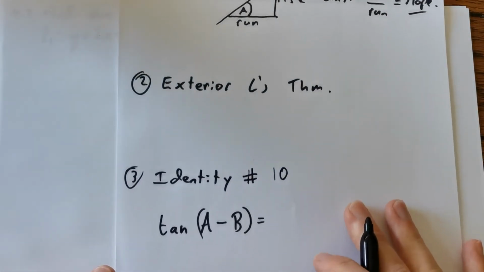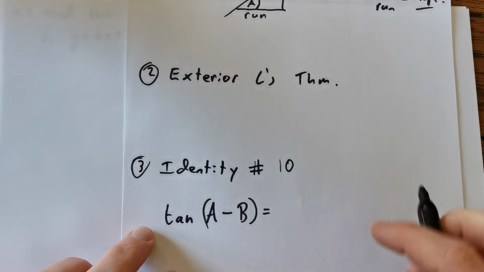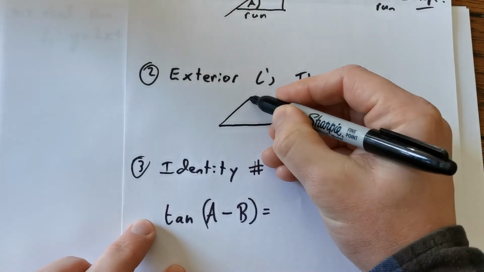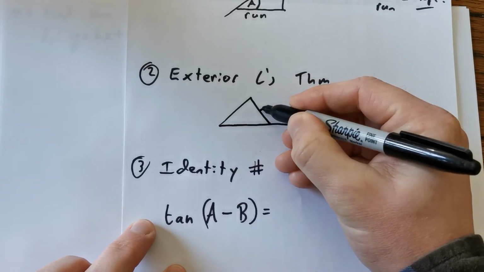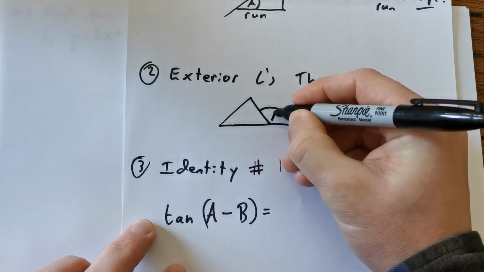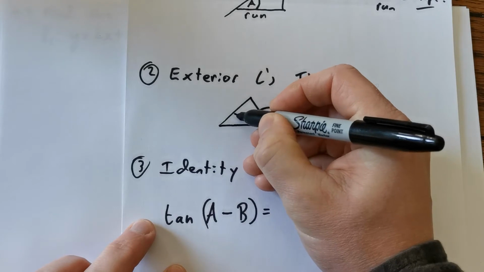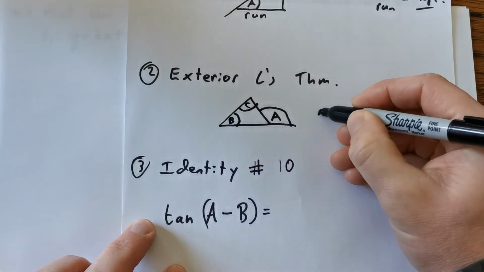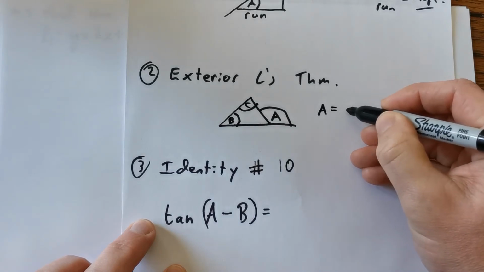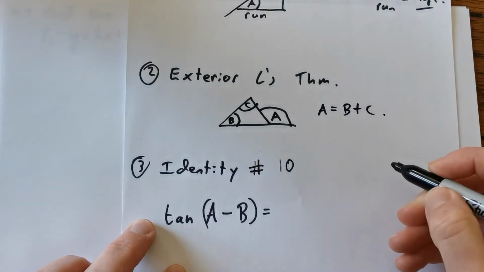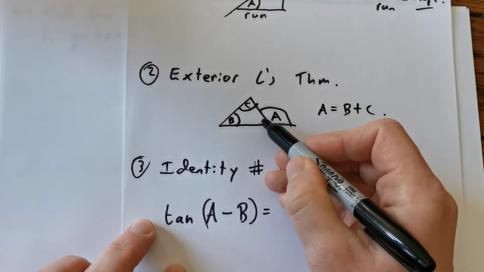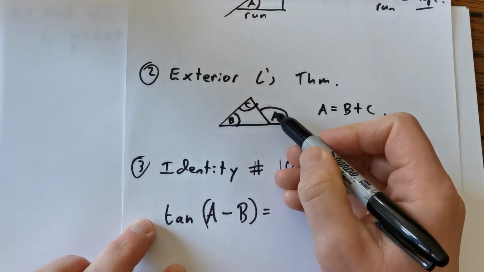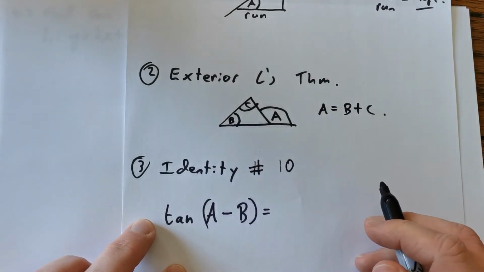Okay. Also, from junior cert, we had something called the exterior angles theorem, which said, in a triangle, that the exterior angle here, let's call it A, is equal to the sum of the two interior opposite angles. If we call that B and that C, we could very easily show that A is equal to B plus C. A added to this angle is 180. These two added to this angle have to be 180 also.